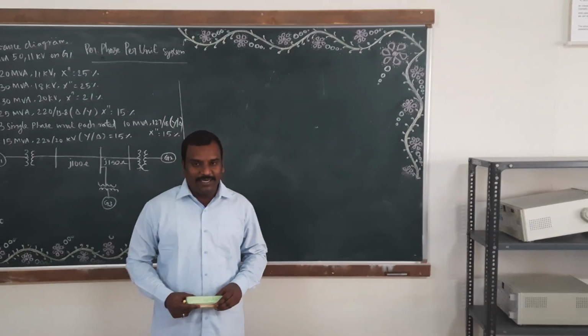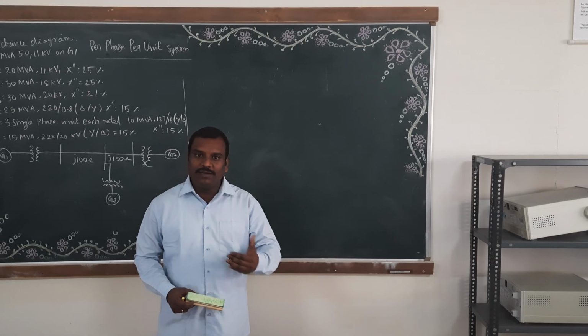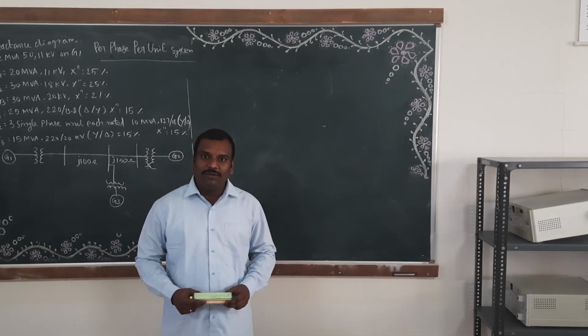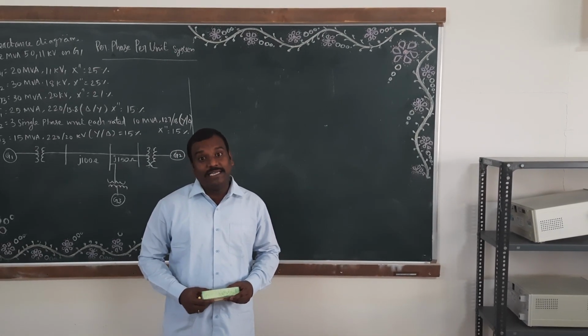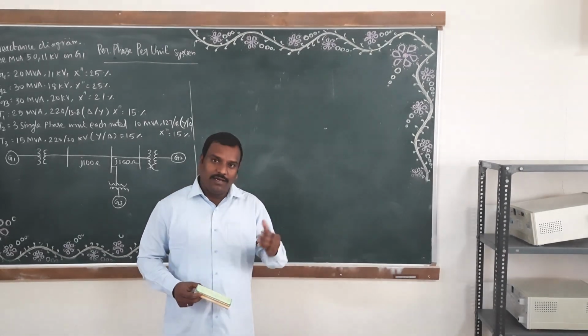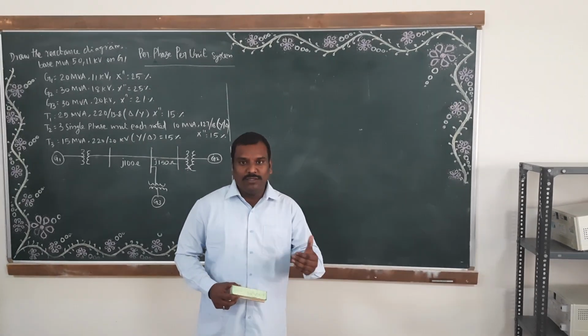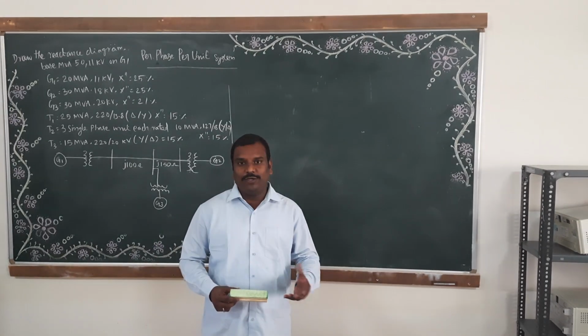Today we are going to learn another problem from the per phase per unit system. Before solving the problem, we have to learn two things. The first thing is how the MVA value is specified, and the second thing is whether they are giving the voltage value in three phase form or single phase form. We are going to see.